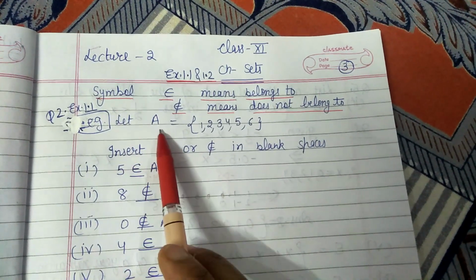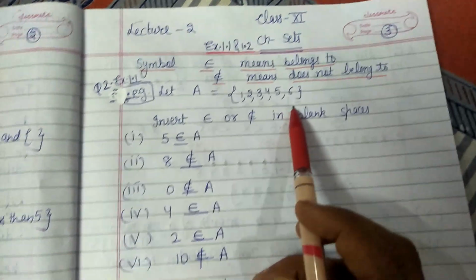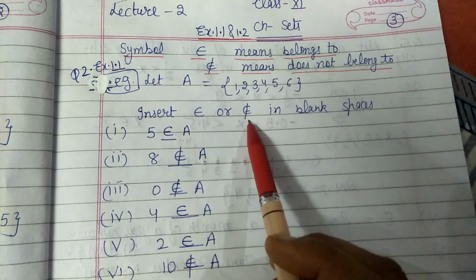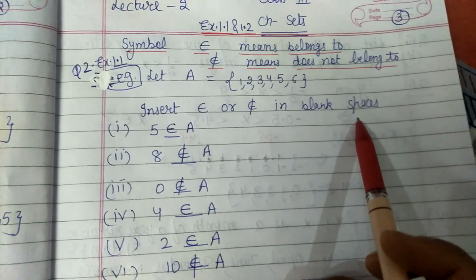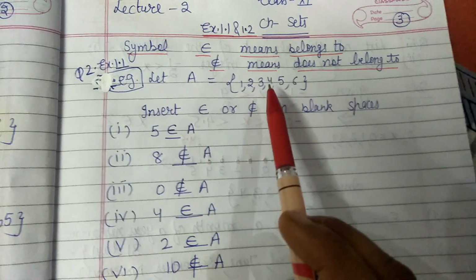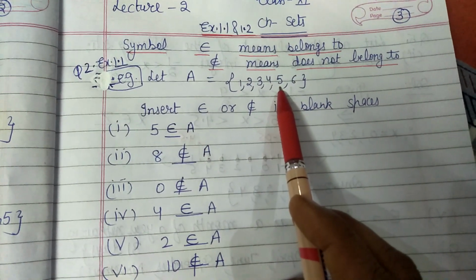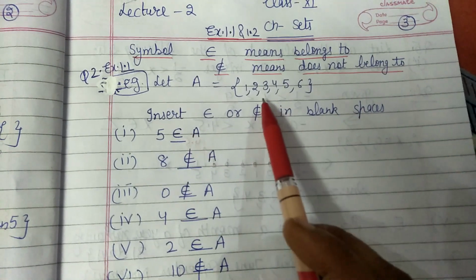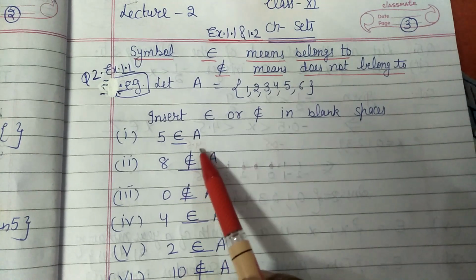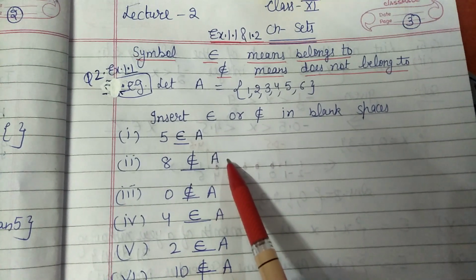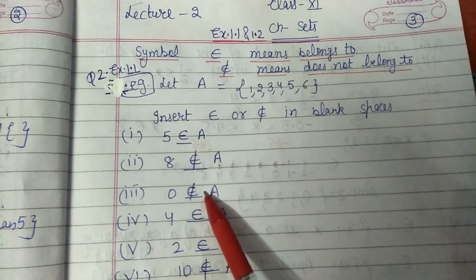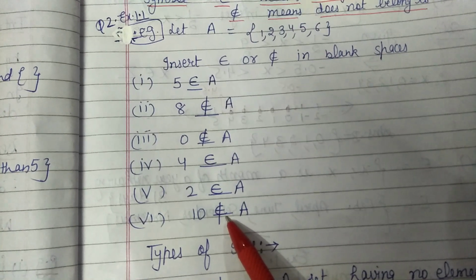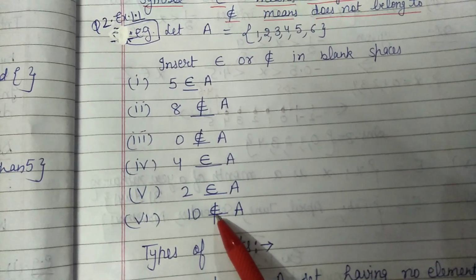Now, for example, let A be {1, 2, 3, 4, 5, 6}. Insert this sign or this sign in the blank spaces. 5, please see, 5 is here in the set, so we write 5 belongs to A. Since 8 is not here, we write 8 does not belong to A. We put this sign here. Similarly, you can do the other parts. Like this, we can write these signs here.